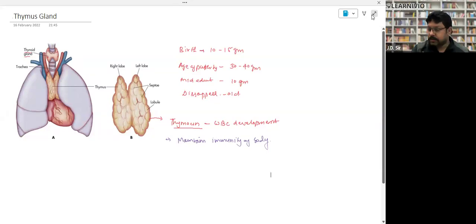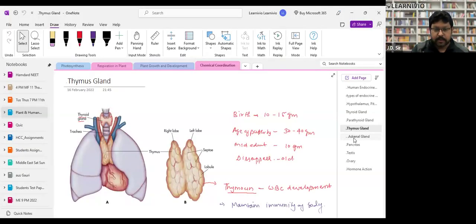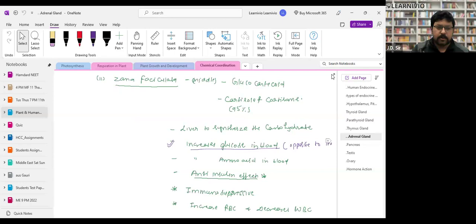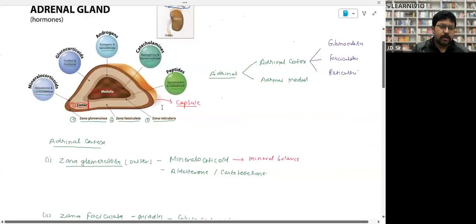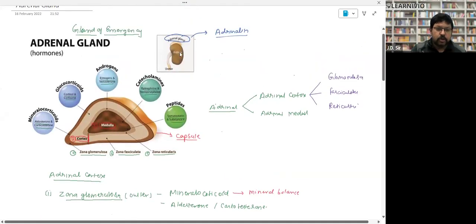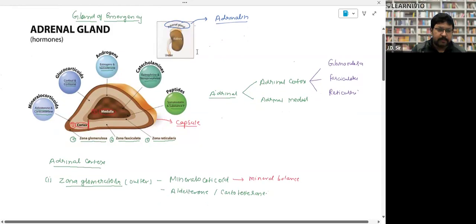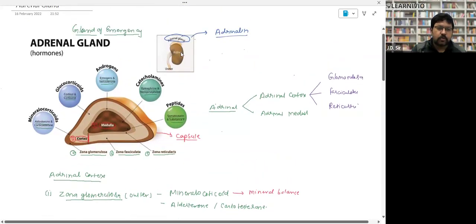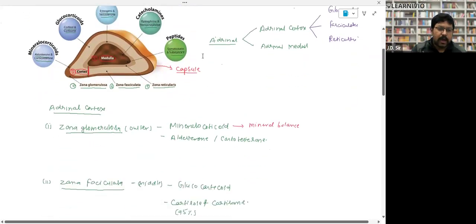Okay. Next one is the adrenal gland. It is very important, a bit complex. Try to understand. Basically, the adrenal gland is divided into three parts. Adrenal glands are found at the top of both kidneys, and this is also called the gland of emergency. This is the transverse section of the adrenal gland, and you can see it is made up of three layers.